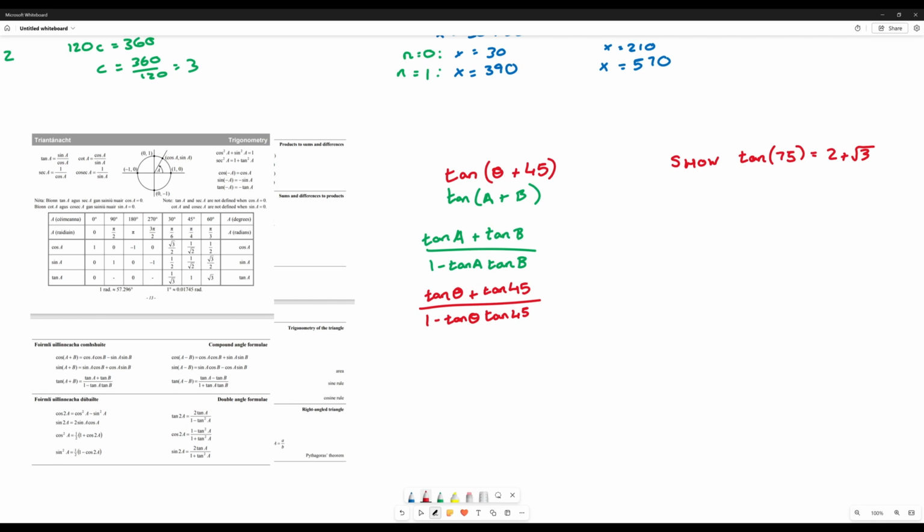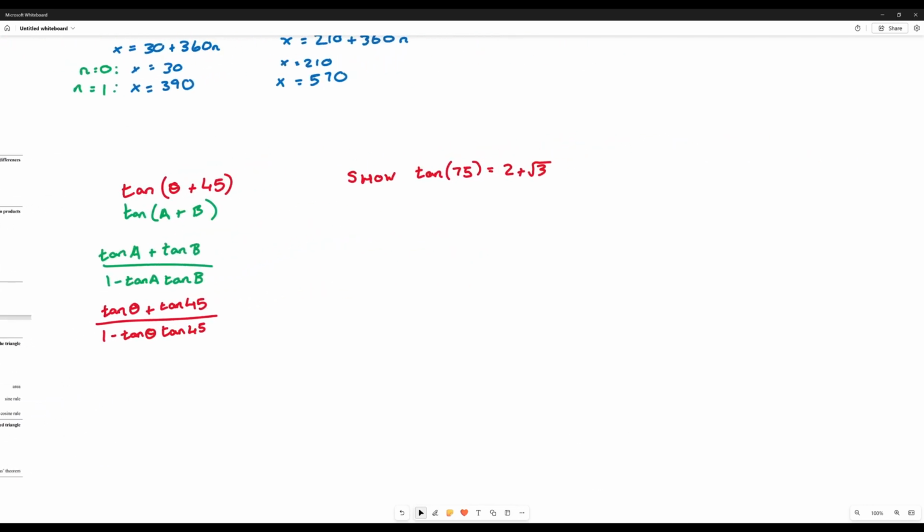Fill in for theta, we fill in for 45. This is what we get. So tan of theta plus 45 can be rewritten as this, and that is the answer to the first half of the question, where they said by expanding tan of theta plus 45. That's that.